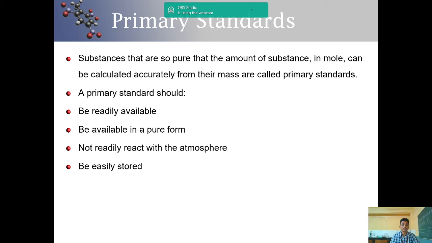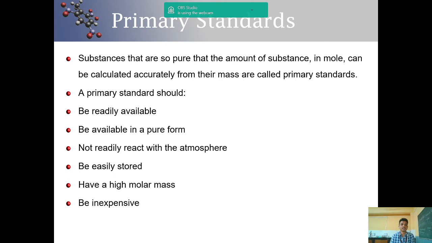Okay, so this is the requirement of primary standards. You have to store it, so storage should be easy, or we can store it in the laboratory in an easy way. Now the next requirement is a high molar mass. The primary substances which we use in volumetric analysis should have a higher molar mass.